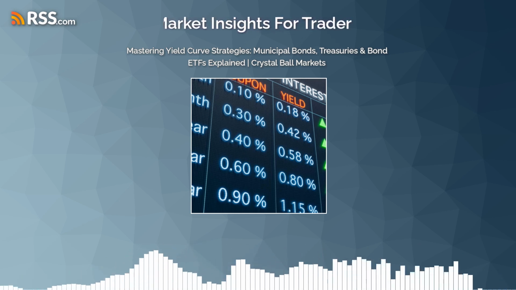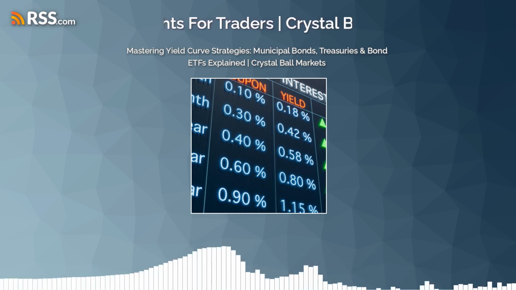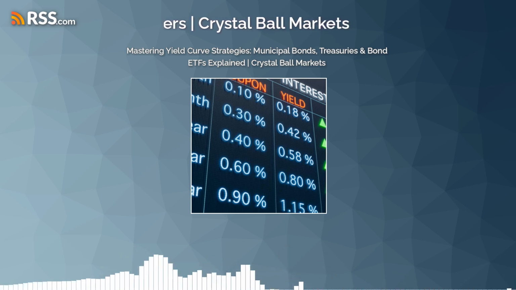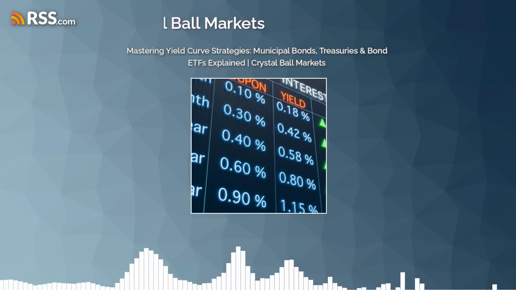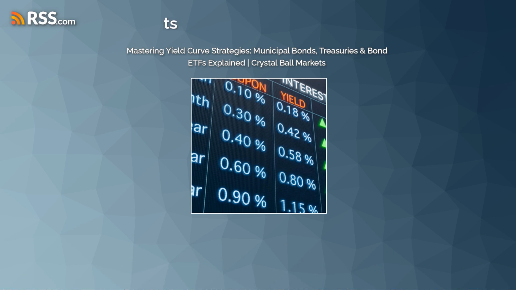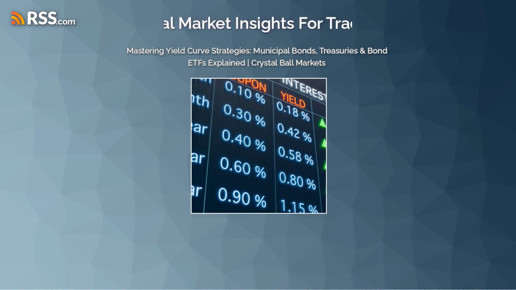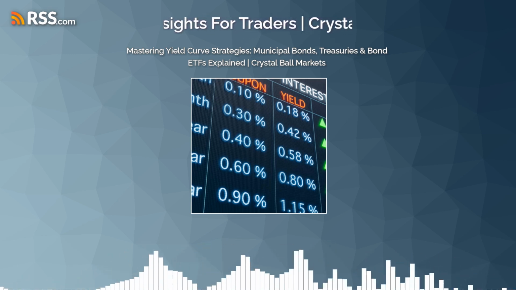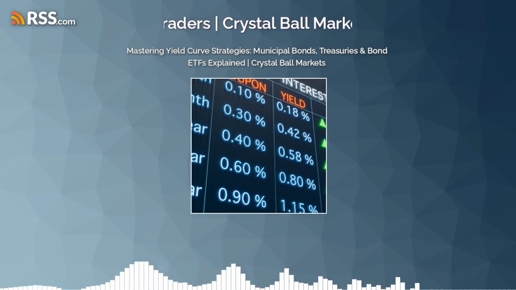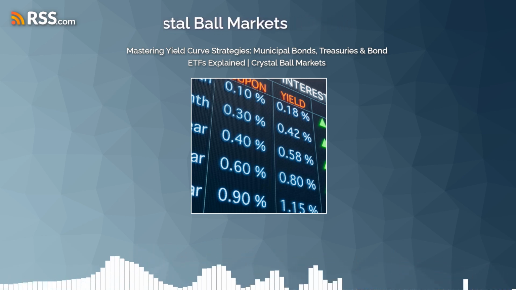Instead of needing $100,000 to build a ladder, you can buy diversified exposure with just a few $100s. Benefits include diversification, hundreds of bonds in one ticker. Liquidity, you can buy and sell like stocks during market hours. Targeting, ETFs let you focus on short-term treasuries, long-term corporates, or even tax-exempt munis.